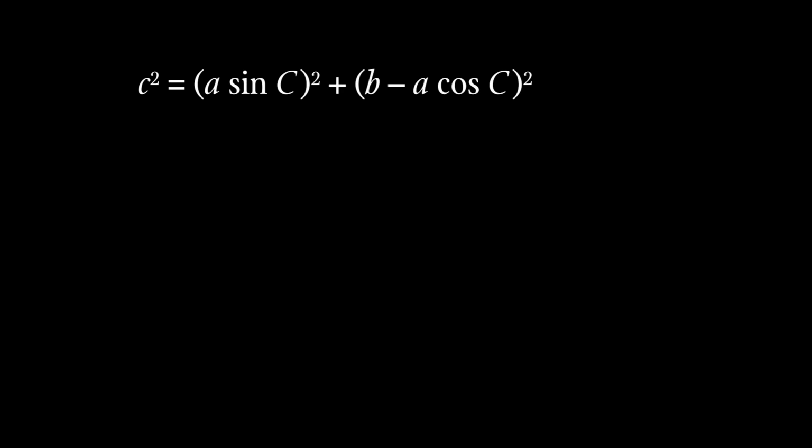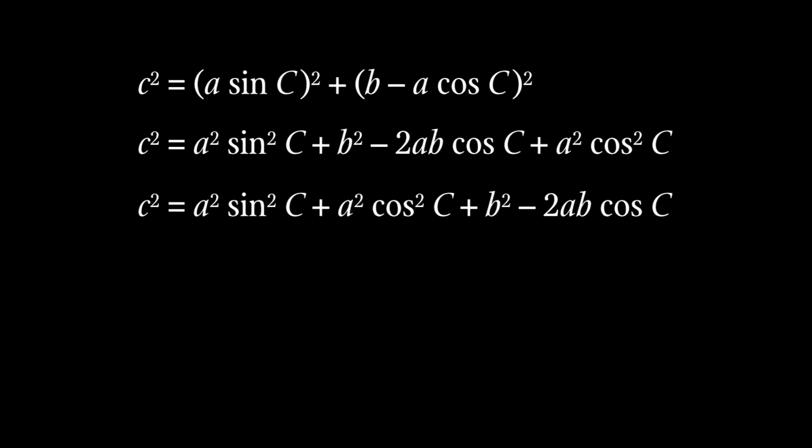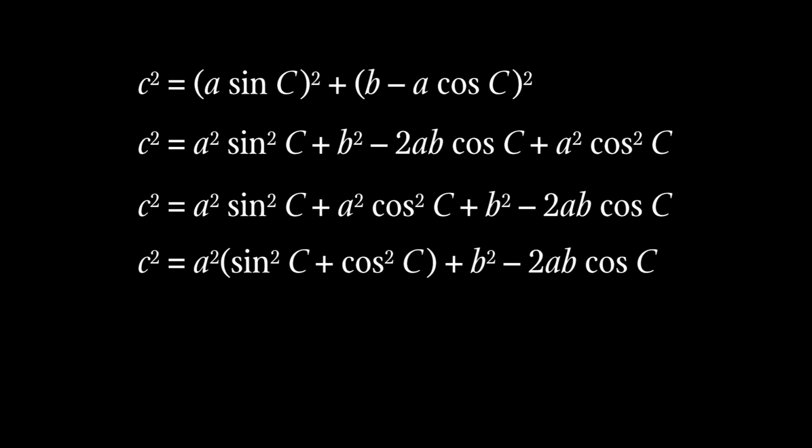Let's expand these two squares here. For the first one, a and the sine of c are multiplied, so we expand like so. For here, b and negative a cosine c are being added, so we simplify like so. Now we rearrange some terms and, hey, wait a minute, we have an a squared we can factor out here. And now we have sine squared plus cosine squared. And if you remember from one of the Pythagorean identities, this simplifies to 1. Now we simplify a bit more and, yep, that's the law of cosines.